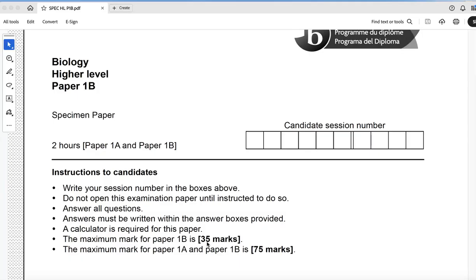So you need to divide your time. You need to be really careful. Half your allowed time for paper 1A, half your allowed time for paper 1B. For standard level students, that's 45 minutes for each of the 2 papers.